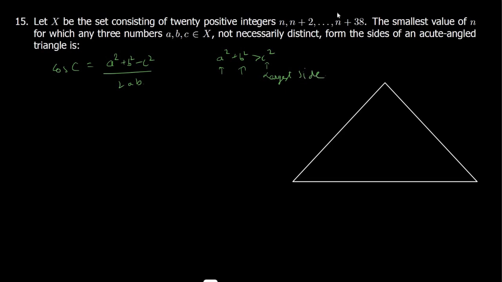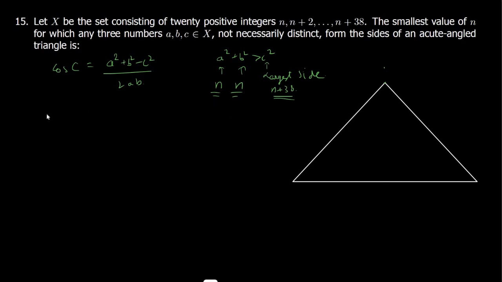So what are the overall possible smallest sides? These are n and n. So suppose these two are n and n, and the largest possible side is n plus 38. If we make this triangle acute, then all the remaining triangles will be acute, because all the other sides are definitely greater than these smaller ones, and all the other sides are definitely lesser than this larger one. So if we have made this triangle acute, then if you increase these smaller sides, the triangle will remain acute, or if you decrease this larger side, the triangle will remain acute, as you can see.